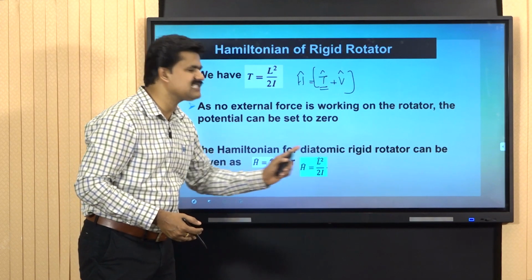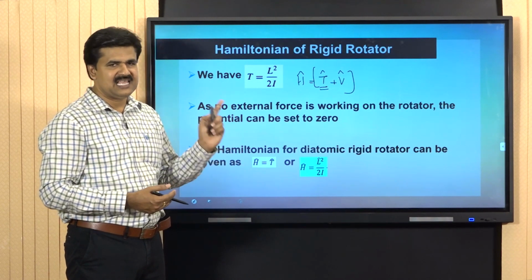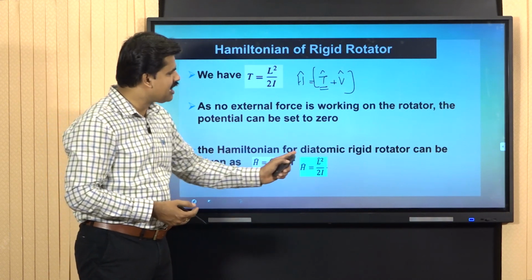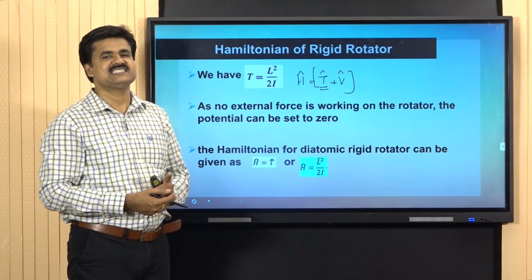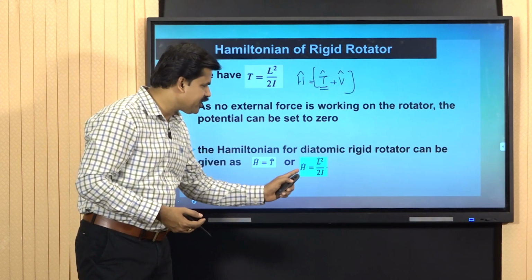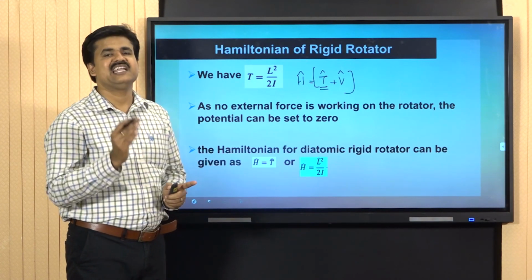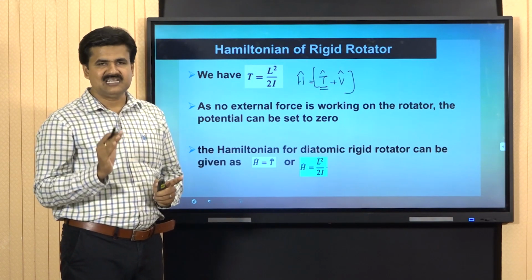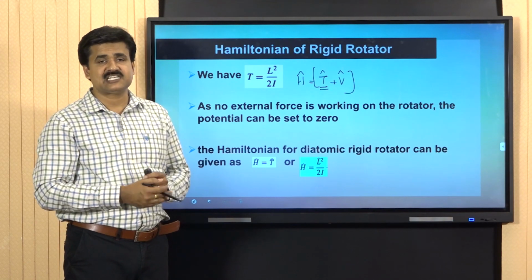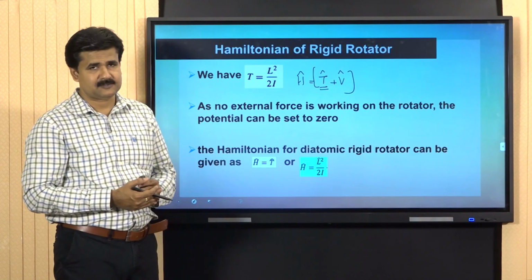Remember, this is L squared hat. L is angular momentum, so this is the total angular momentum squared operator, that is L squared. So, the Hamiltonian operator is equal to the total angular momentum squared operator divided by 2I, and there is no potential energy term in the Hamiltonian operator.